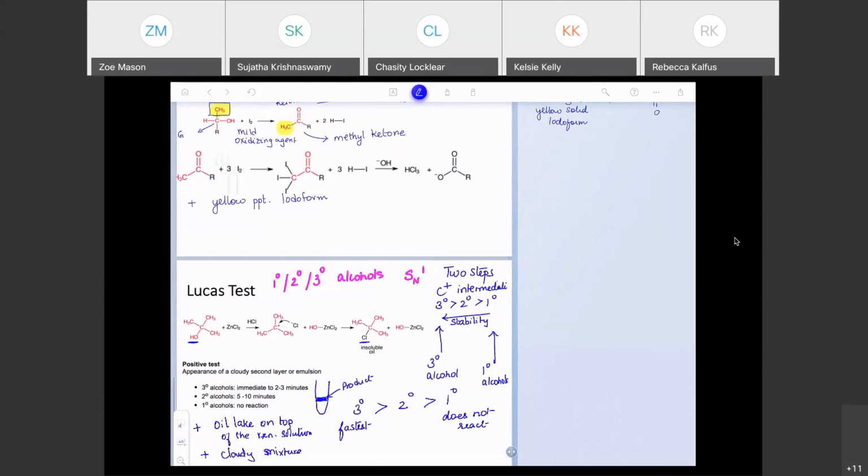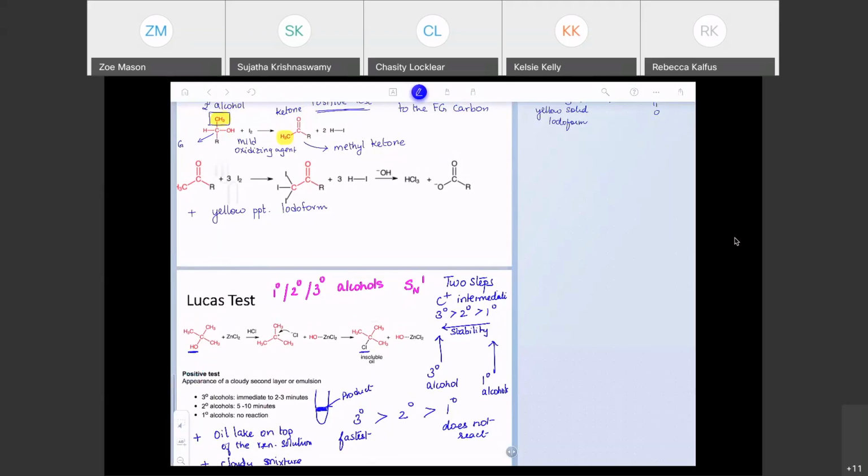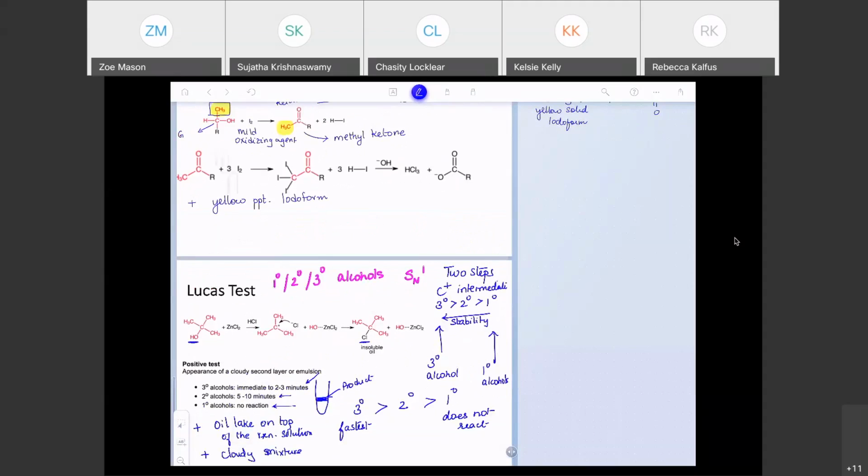And the timing is what's really telling you it's an SN1 reaction. Tertiary alcohols, immediate, because a tertiary carbocation forms right away. Secondary alcohols, a little bit more time. Primary carbocations are extremely unstable, so the reaction will not even occur in a reasonable amount of time. Okay, so that is the Lucas test. So a positive test for tertiary, positive test for secondary takes more time, negative test for primary.